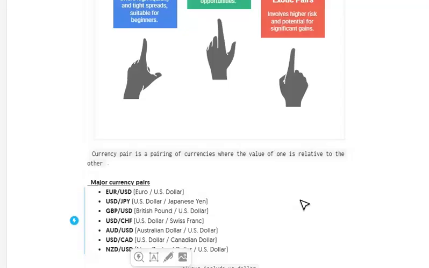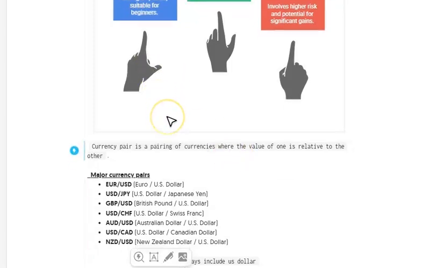Now, let me remind you of what we said is a currency pair. A currency pair, I said, is a pairing of currencies where the value of one is relative to the other. The price of one currency is relative to the other. That is what we said is a currency pair.